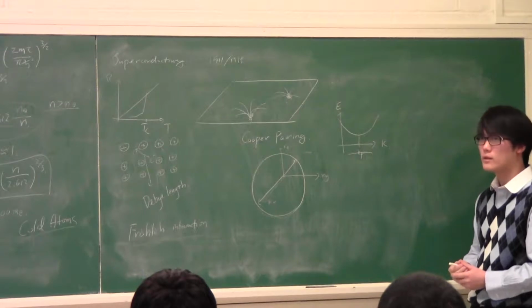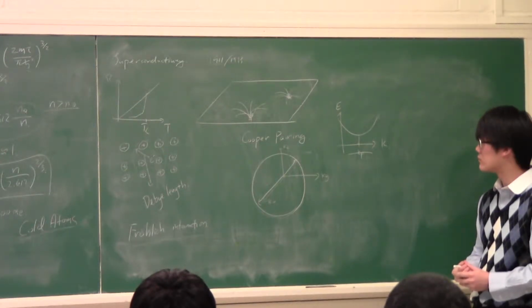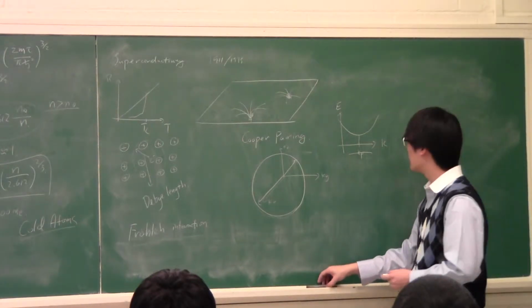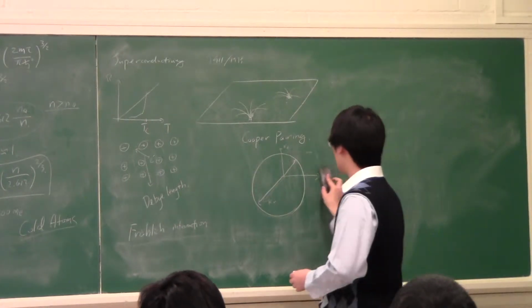I think some people may not understand your Fermi sea or Fermi surface. Why don't you explain that from the Fermi-Dirac distribution viewpoint? We'll start with the Fermi-Dirac distribution. How does it become the Fermi surface in three dimensions? Okay.